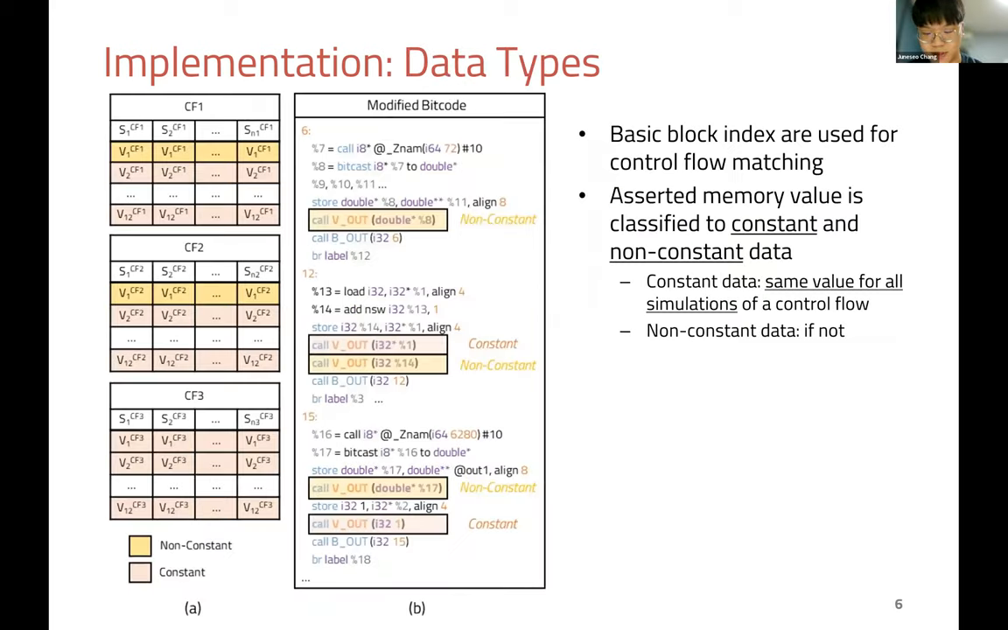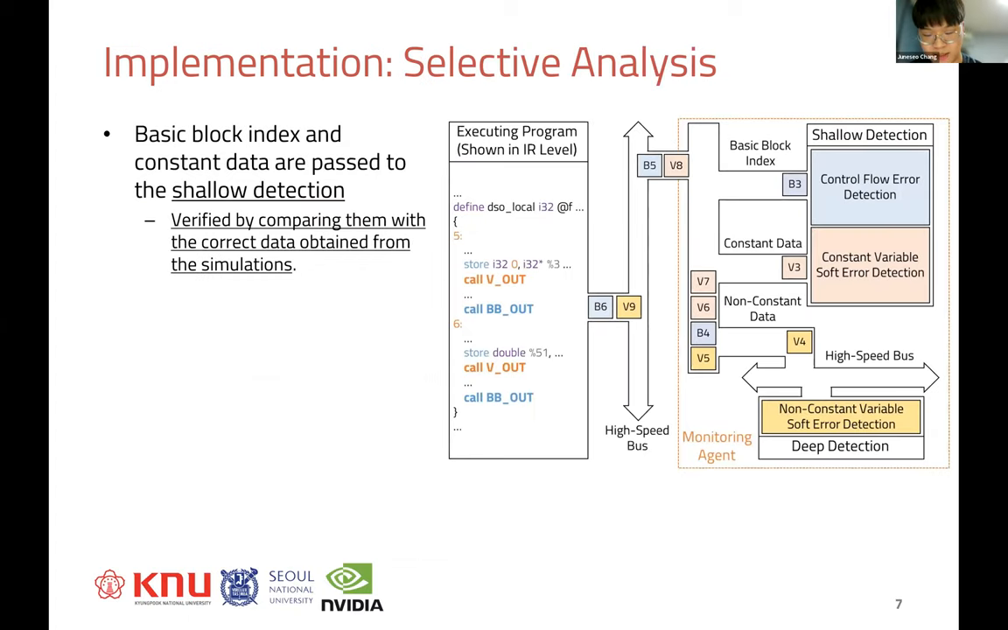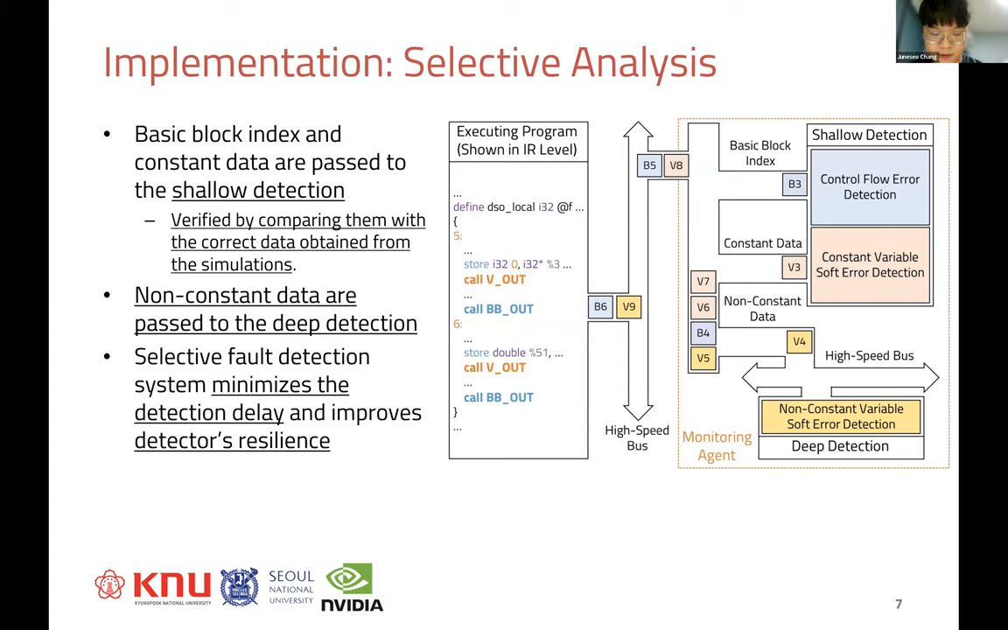While the asserted basic block index is immediately used for control flow matching, the asserted memory value is classified as constant or non-constant data, depending on whether it has identical values for all simulations of the same control flow. At runtime, the basic block index and constant data are passed to the shallow detection model, where the detector verifies obtained values with the correct data gathered from simulation. The non-constant data are passed to a deep detection model, which will be introduced in the next slide. And this selective fault detection system minimizes detection delay and improves the resilience of the detector.